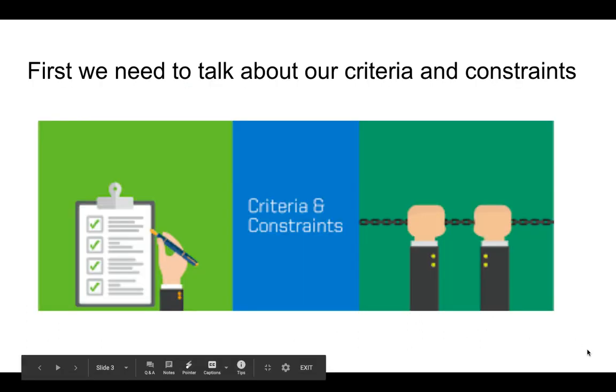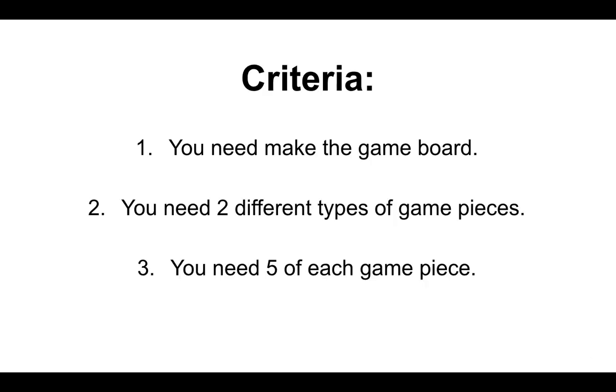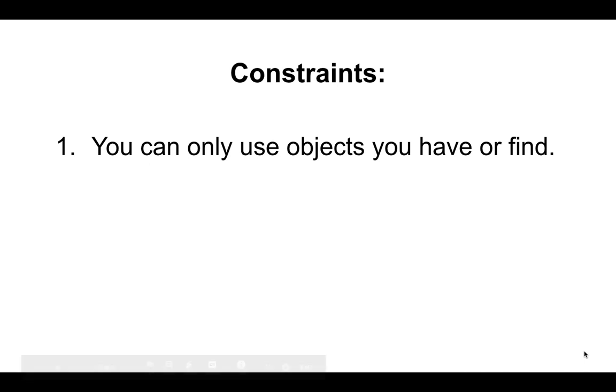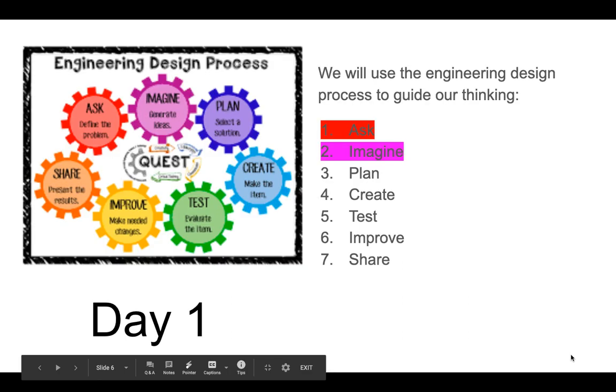The first thing we need to talk about is our criteria and our constraints for this project. The criteria is you need to make the game board. You need 2 different types of game pieces, the X's and the O's, and you need 5 of each different type of game piece. And the constraints, you can only use objects you have or find. We can't buy anything new for this project, boys and girls.